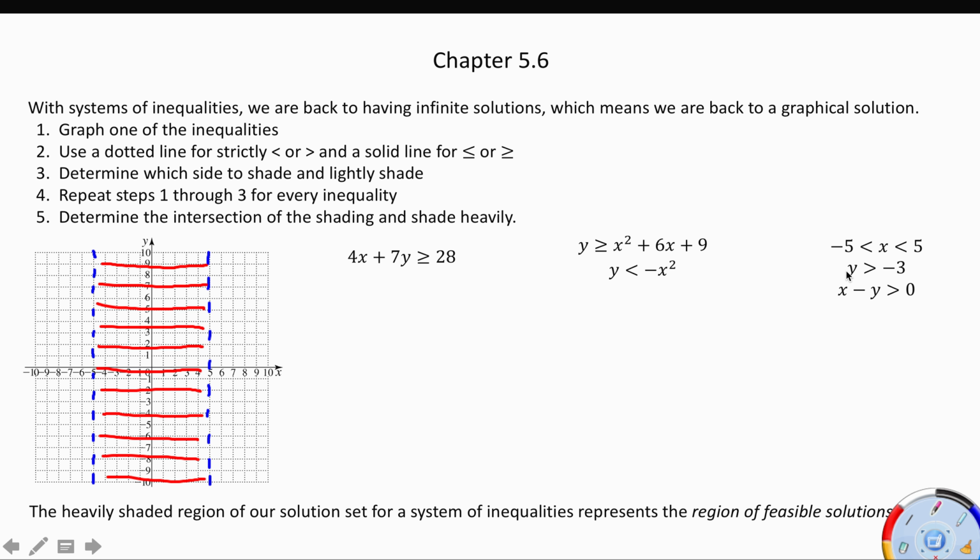This is just, I'm going to imagine the equation y equals negative 3. Just like these were vertical lines because there's only an x, this is a horizontal line because it's only a y. So y equals negative 3 is right across here. But again, it's really a strictly less than, it doesn't have the equal part, so I'm going to make it a dotted line. Okay, and less than, no, it's a greater than. Y is greater than means I would shade everything above the line.